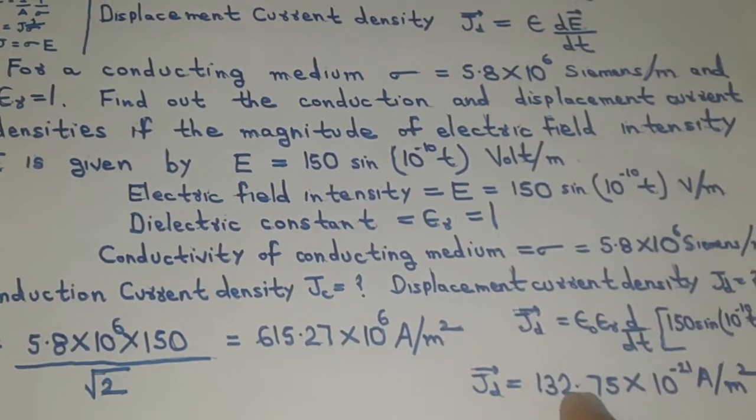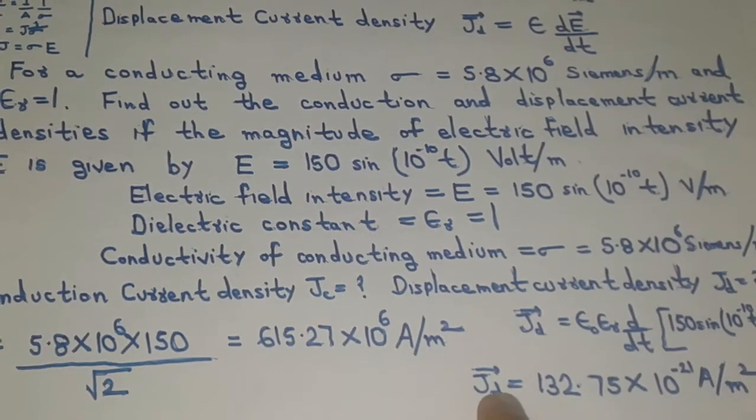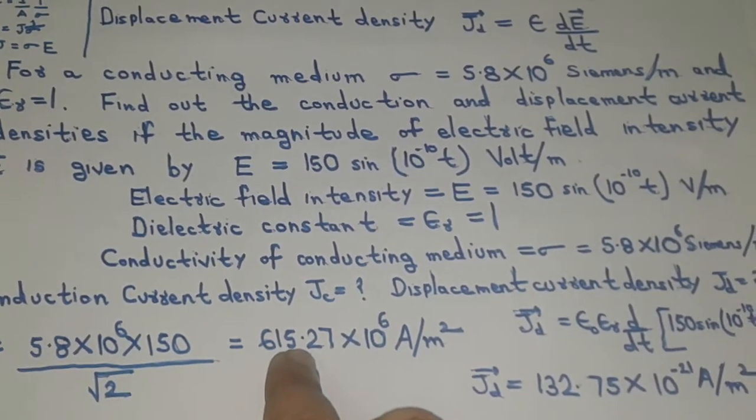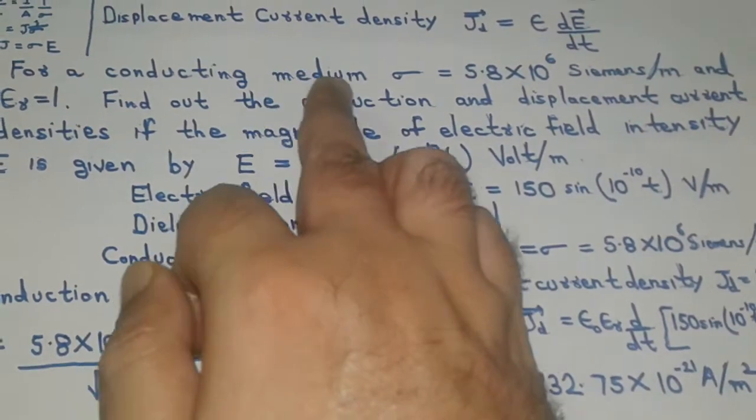So from this we can conclude that the magnitude of displacement current density is almost negligible compared to the magnitude of conduction current density for a conducting medium.